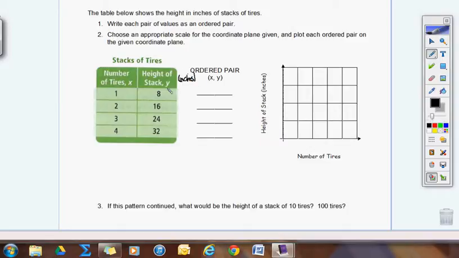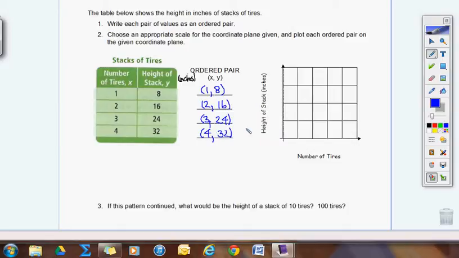Okay. And so if this is x and this is y, then we can create our different ordered pairs by just saying that when x is 1, when I've got 1 tire, the height of the stack is 8. When x is 2, when we have 2 tires, the height of the stack is 16. When x is 3, when we have 3 tires, the height of the stack is 24. Hopefully that makes sense. When x is 4, if I have 4 tires, the height of the stack is 32. Yep, this all makes sense to me.